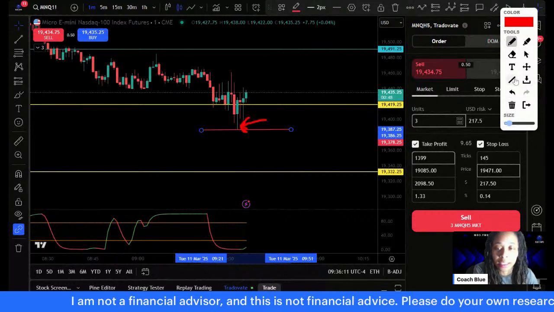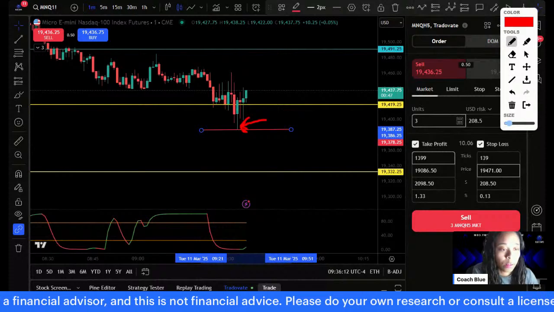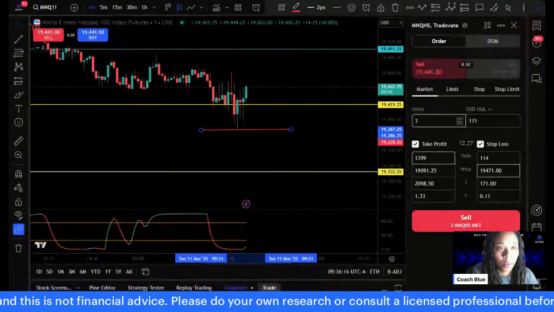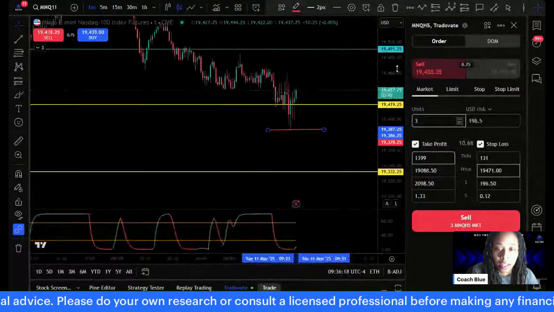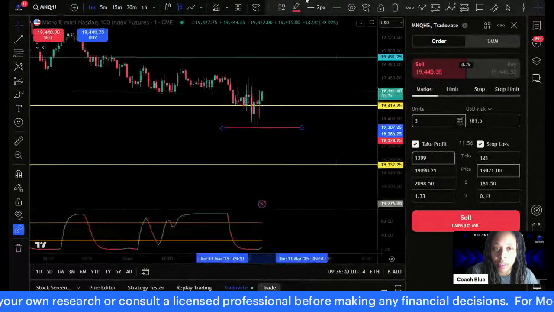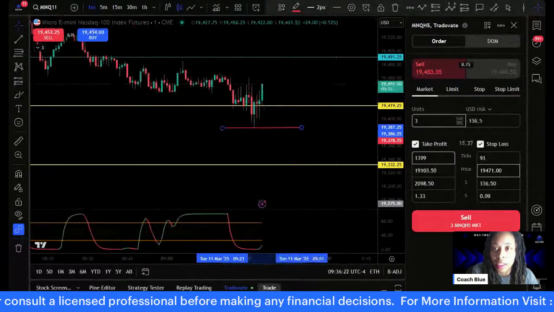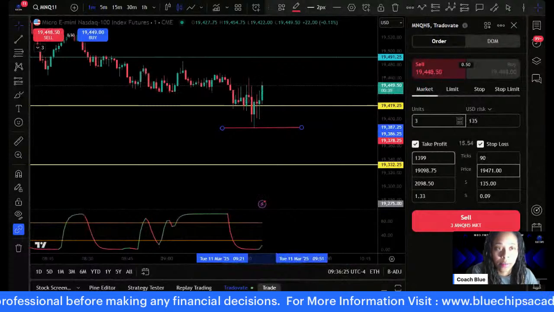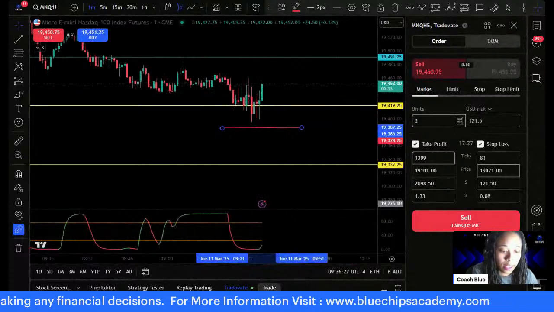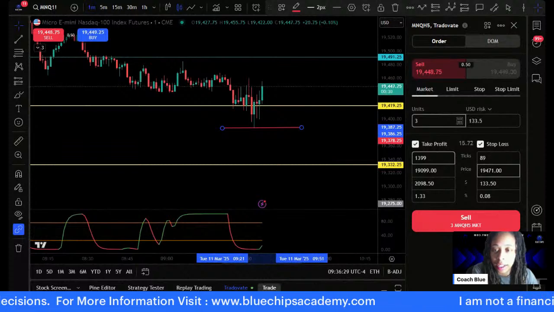But we're going to let this come to us, guys. All right, let's see what we get today. We have 40 seconds left on this candle. Let's see what we get. Okay, looks like we're finding some support.